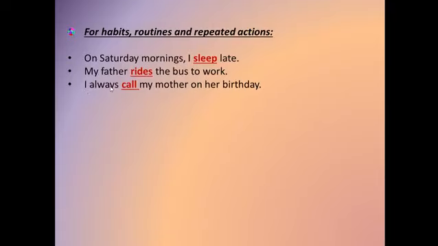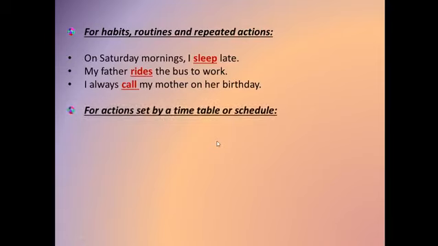Number 3, I always call my mother on her birthday. So this is also a habit. So on each and every birthday I have to call my mother. This is something that I do on each birthday. So again, we use the present simple for habits, routines, or repeated actions, things that are always repeated each and every day, every week, every month, every holiday. Okay, so we use the present simple for it.